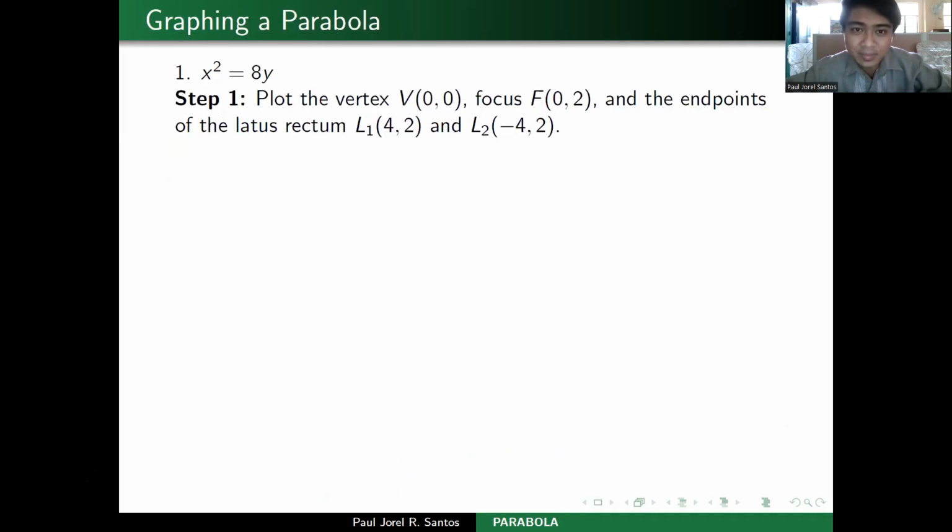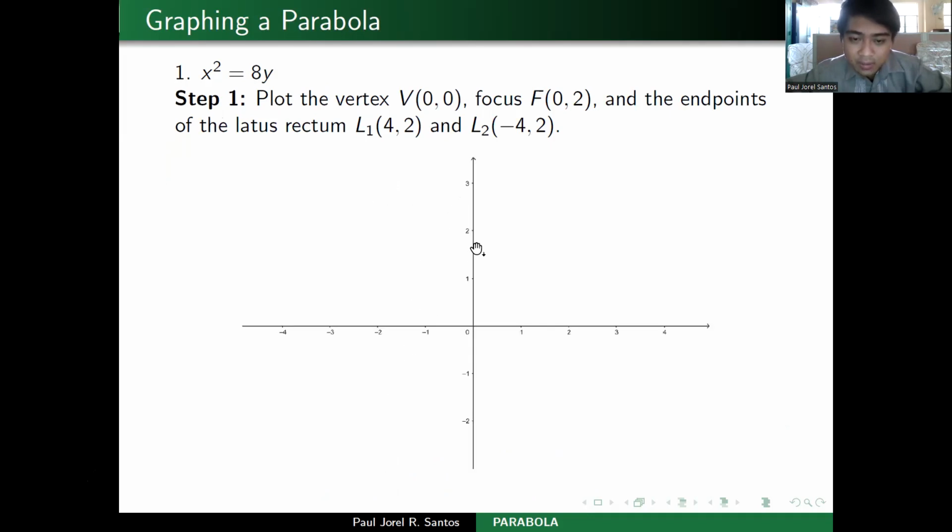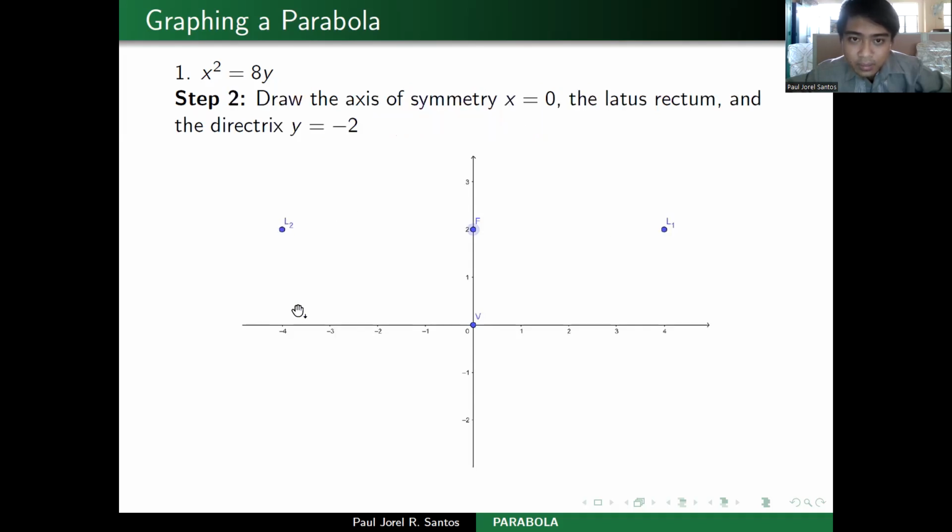For graphing, the first step is to plot the vertex, focus, and the endpoints of the latus rectum. Here I have a Cartesian plane, and those points are: V is located at the center, the focus at (0, 2), L sub 1 at the right, and L sub 2 at the left. Now, draw the axis of symmetry x equals 0, which is the y-axis. For the latus rectum, we just have to connect the endpoints. And the directrix is y equals negative 2.